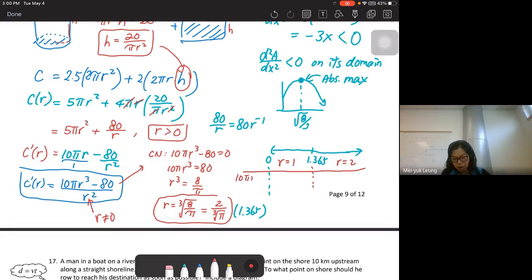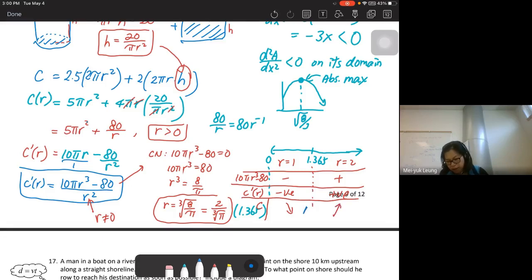10 pi r cubed minus 80. All right. So you would expect this number to be negative, then positive. So C prime of r would be negative, then positive. That means the cost would be decreasing and then increasing. So we actually have an absolute minimum point occurring at this r value, 2 over the cube root of pi. That makes sense?